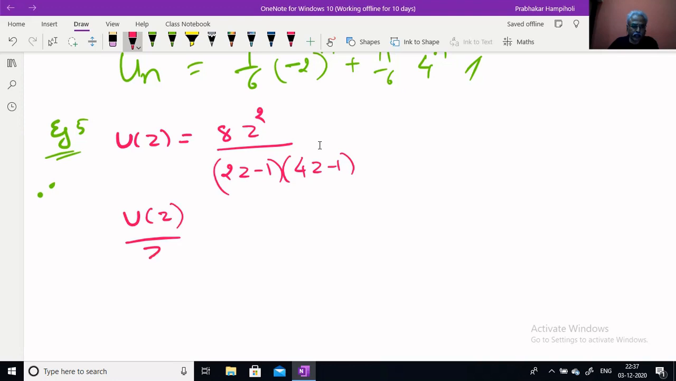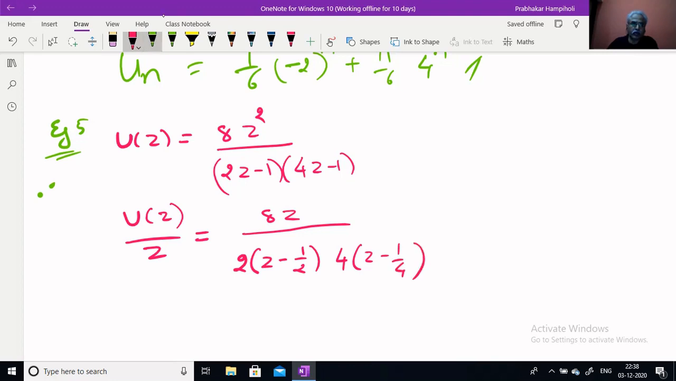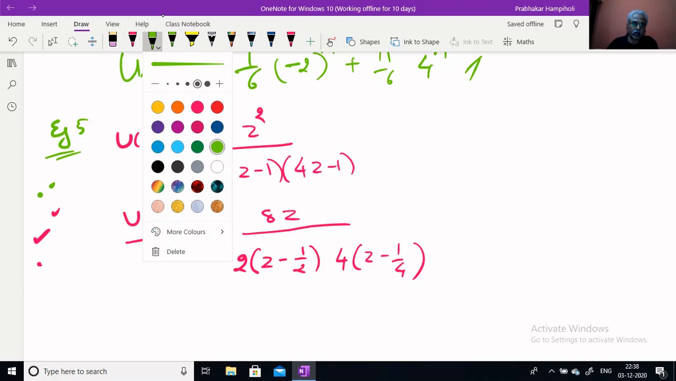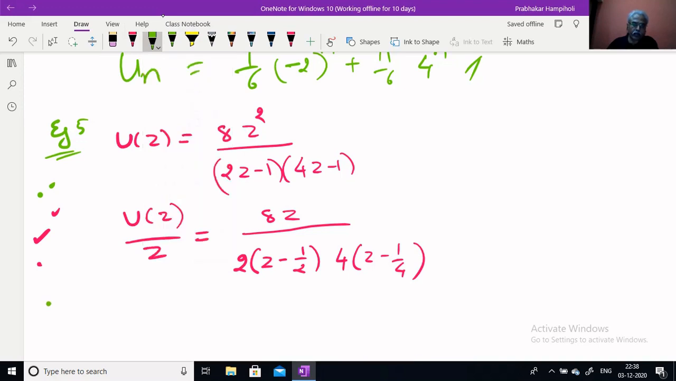First of all, I take u of z by z. So 1 z remains here. Here I am taking 2 common in the first bracket. I get z minus half. The second bracket, I'll take 4 common. I'll get z minus 1 by 4. You can very easily observe that this 8 is getting cancelled with the 2 into 4.